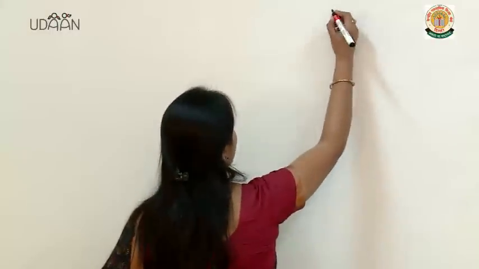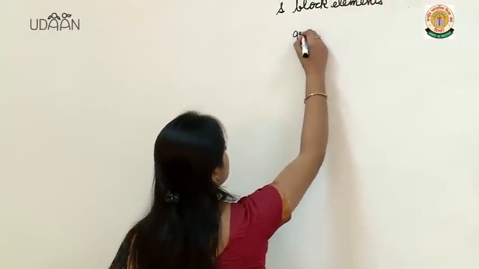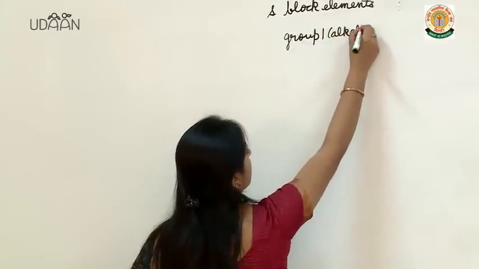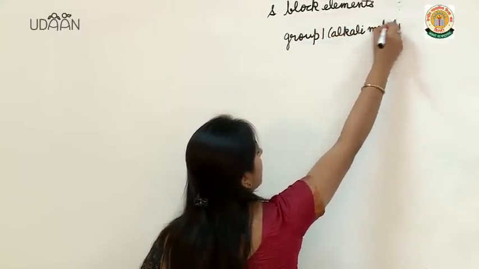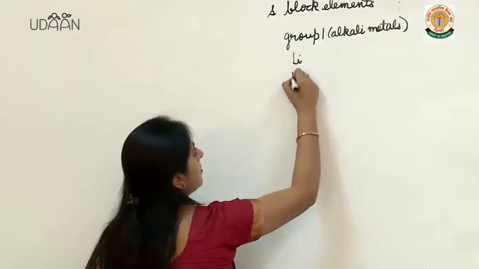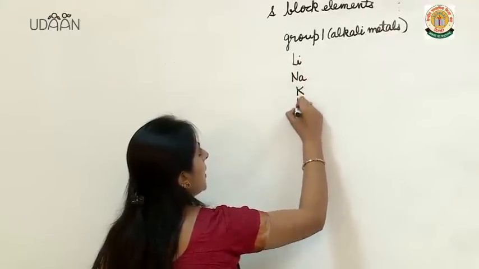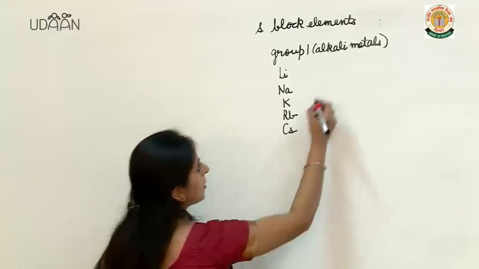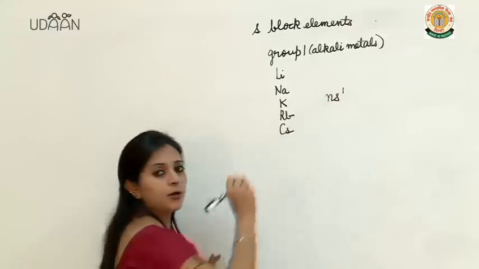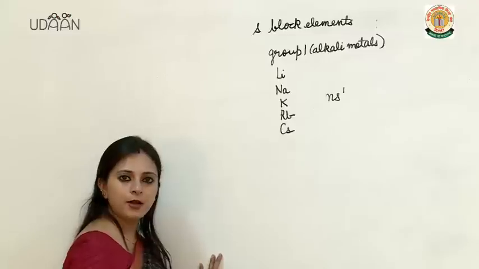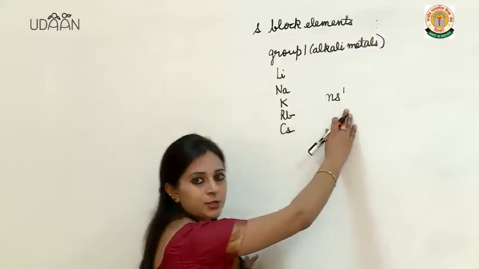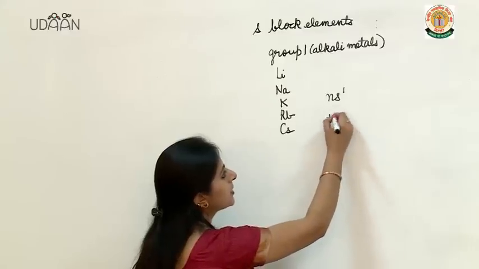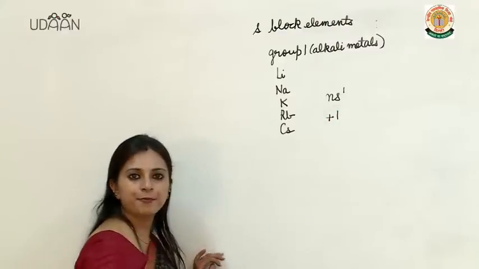Now what is group 1? Group 1 is alkali metals. It has lithium, sodium, potassium, rubidium and cesium. What about the electronic configuration? General electronic configuration is ns1. Because there is only one electron here, they can show oxidation state +1.